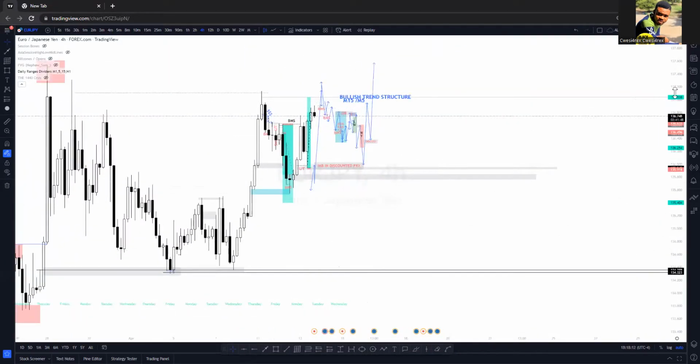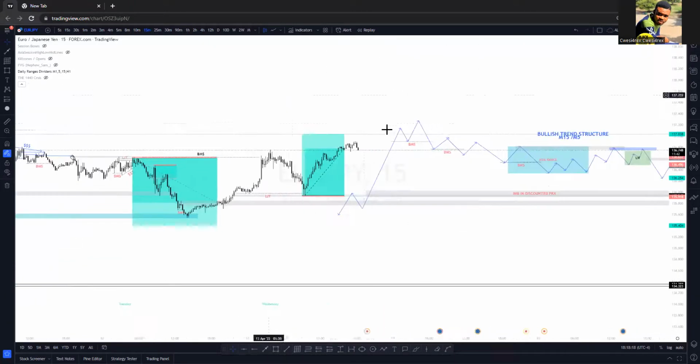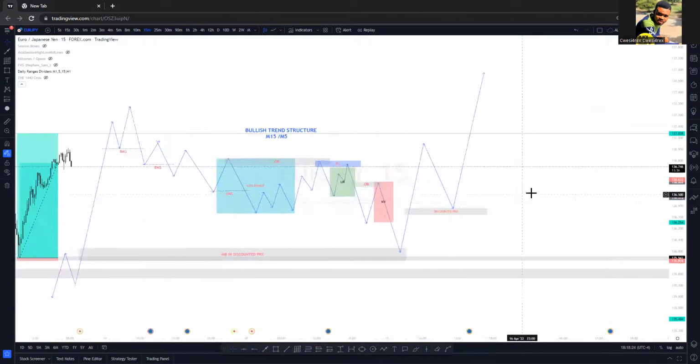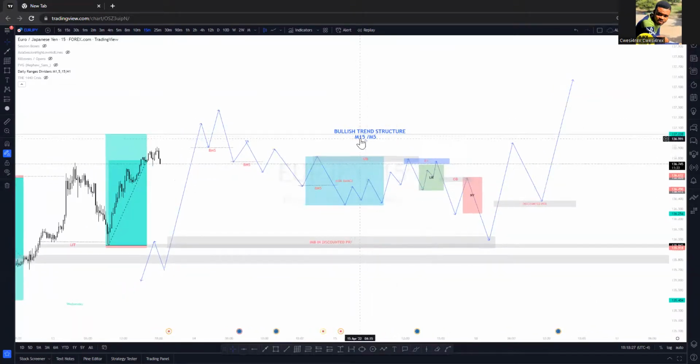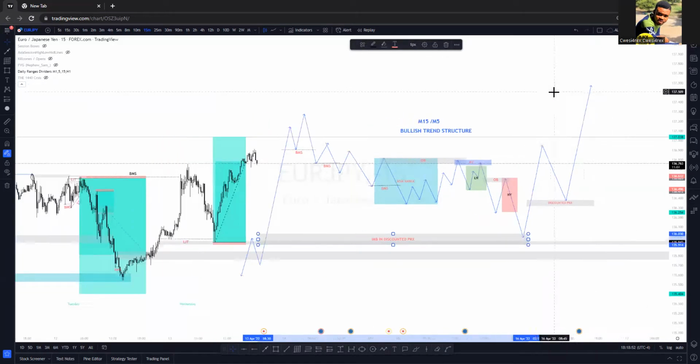Okay, so let me quickly explain this. Let's dive into the algo structure. You guys can take a screenshot of this. It's for the bullish trend structure, right? So you can see price forming higher high, higher low, higher high. Then price wants to drink some water, right? Price wants to take some rest before continuing the uptrend again, right?